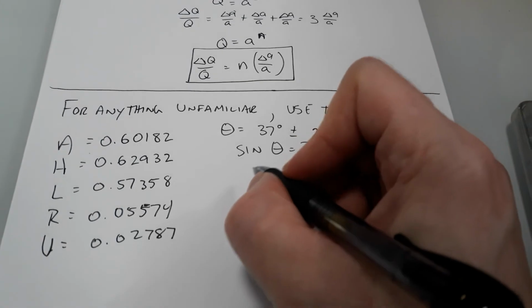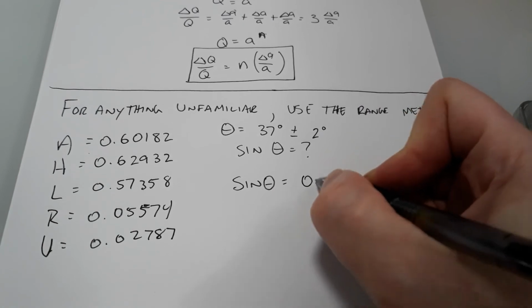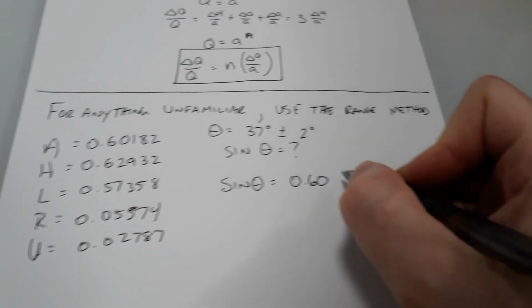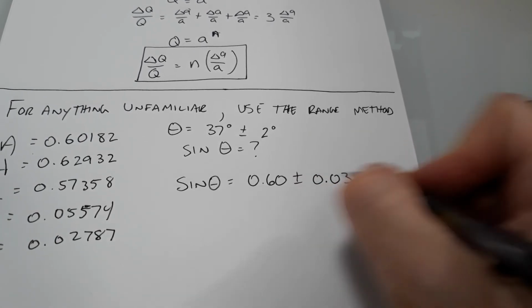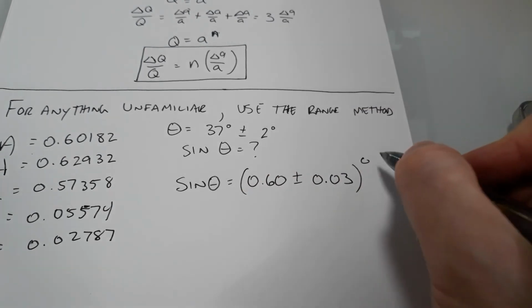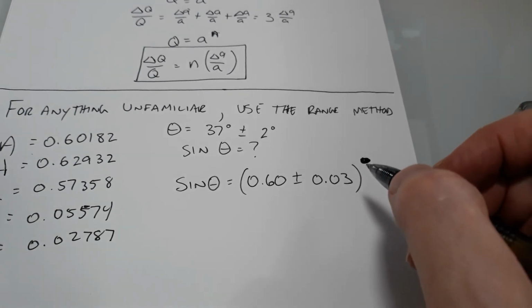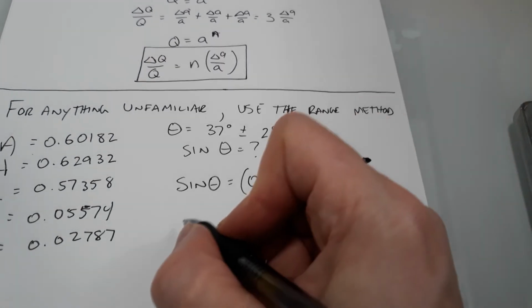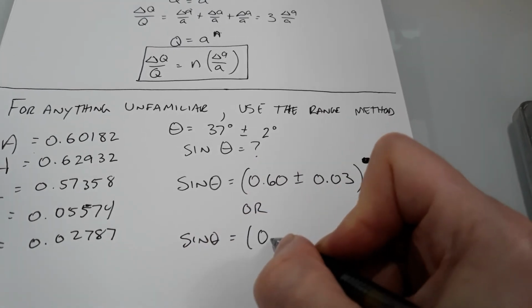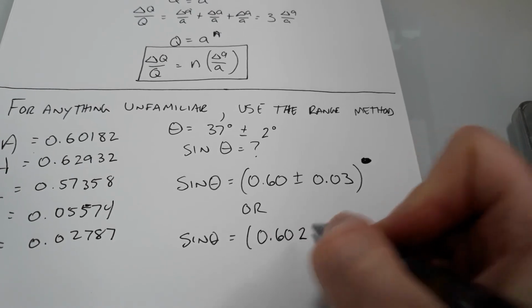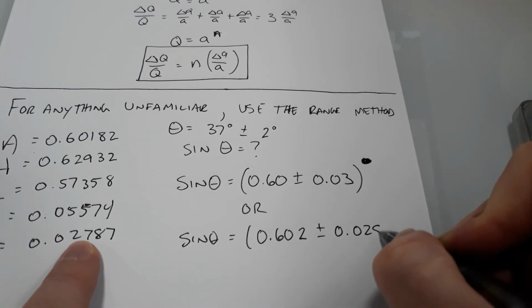So my two possible answers are the sine of theta is equal to 0.60 plus or minus 0.03, and that would be in, not degrees. There's no units for this number. My apologies. Yeah, the sine has no units for it, and that would be it. Or we could also do this. The sine of theta could be equal to 0.602 plus or minus 0.028.